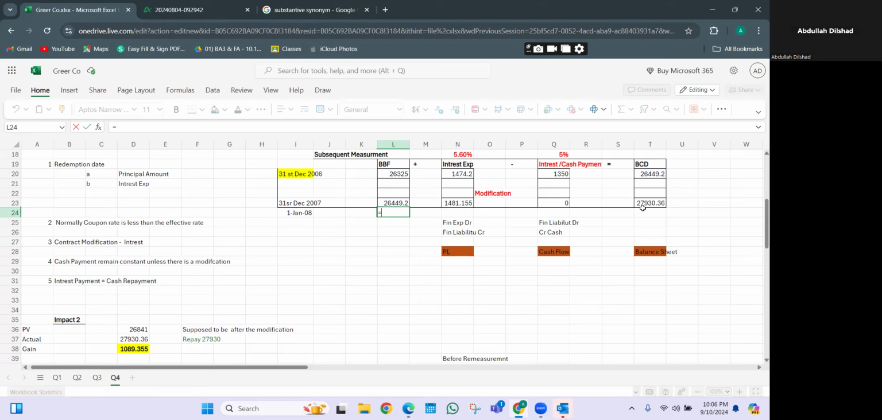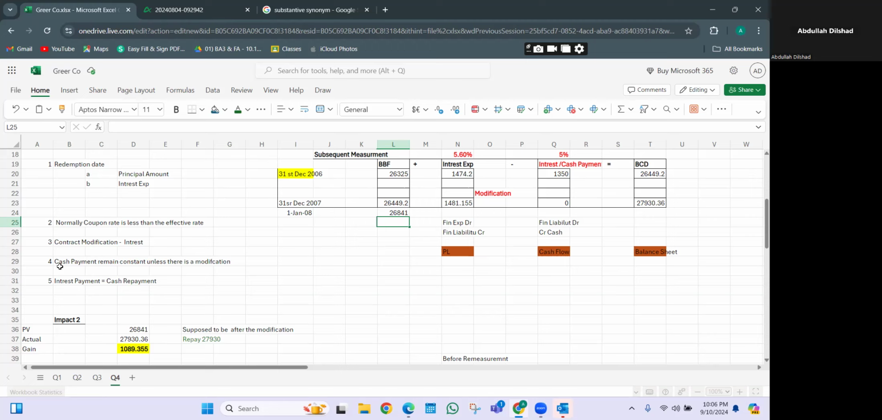Not the year-end balance of 2007 carried forward. No, I need to remeasure it at my present value, which is 26,841. If it is substantive, if it's more than 10%, it needs to be remeasured at 26,841, right?